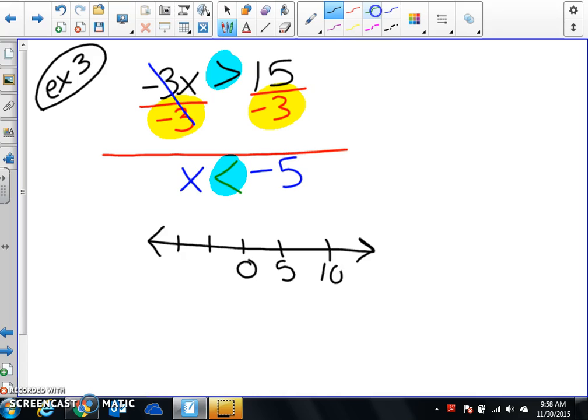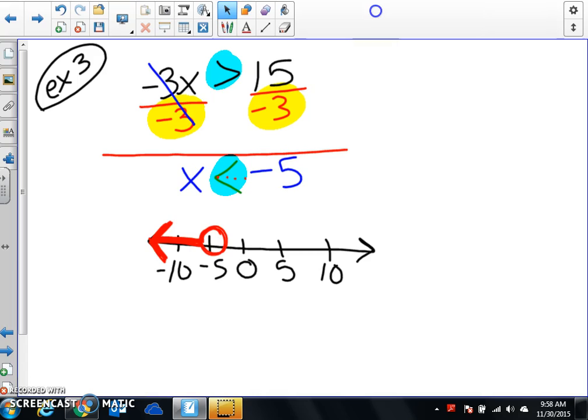0, 5, 10, negative 5, negative 10. All right, I go to negative 5. It's an open circle, and my variable is on the left, so I can follow that arrow. Right? There we go. And last one.